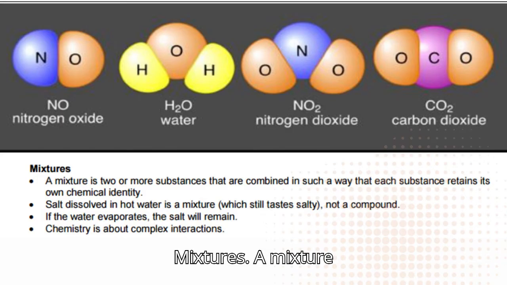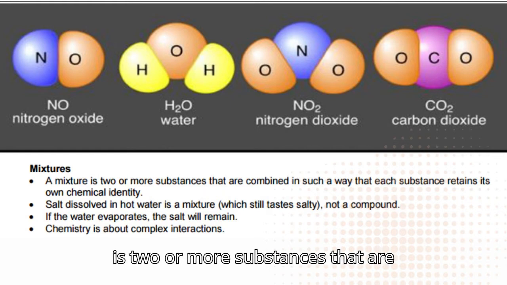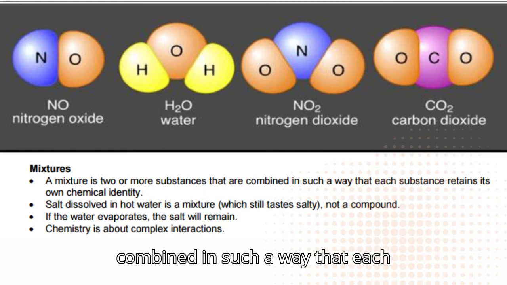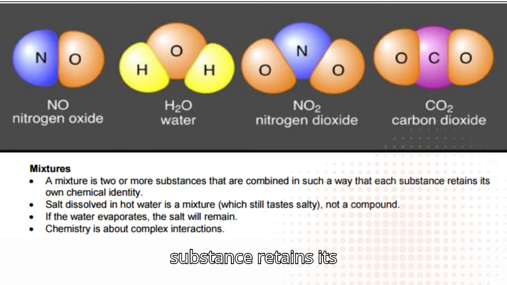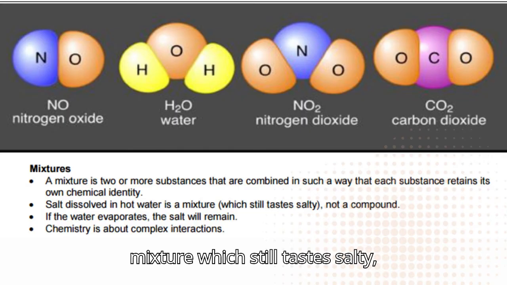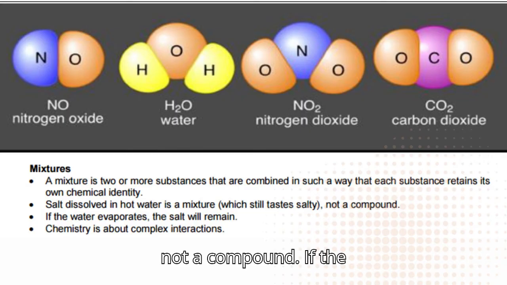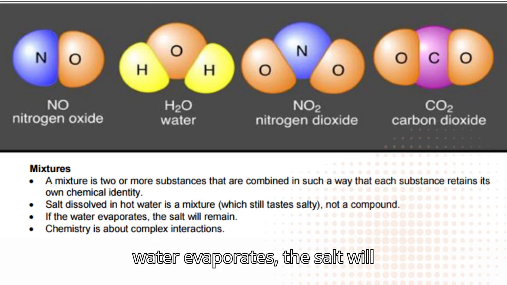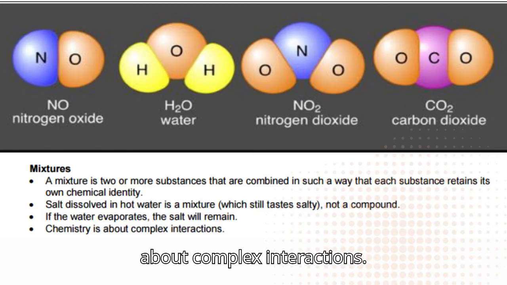Mixtures. A mixture is two or more substances that are combined in such a way that each substance retains its own chemical identity. Salt dissolved in hot water is a mixture, which still tastes salty, not a compound. If the water evaporates, the salt will remain. Chemistry is about complex interactions.